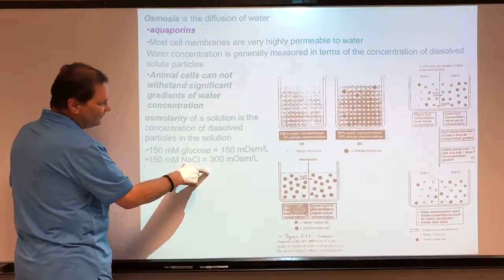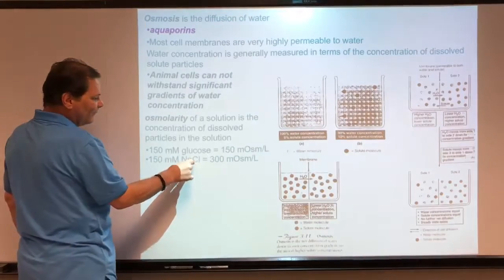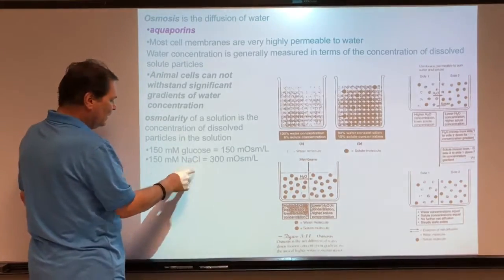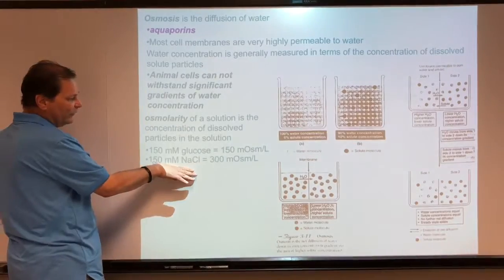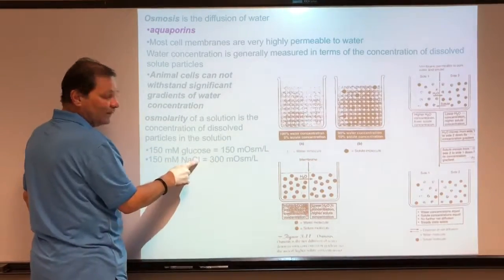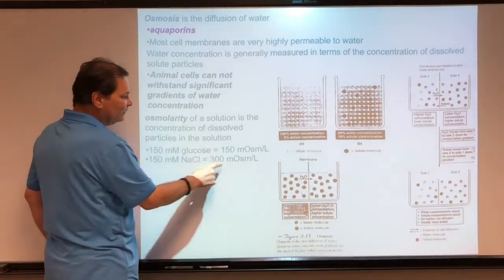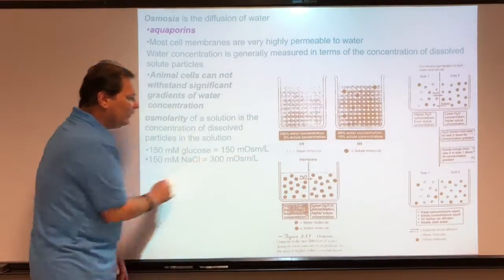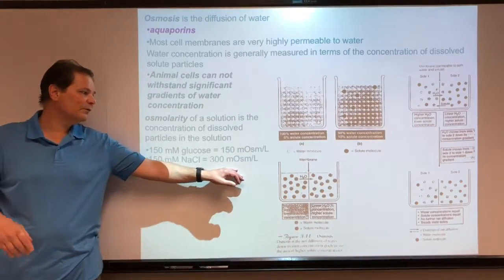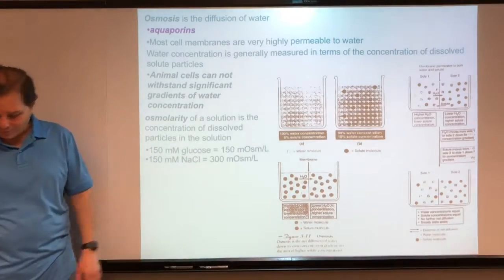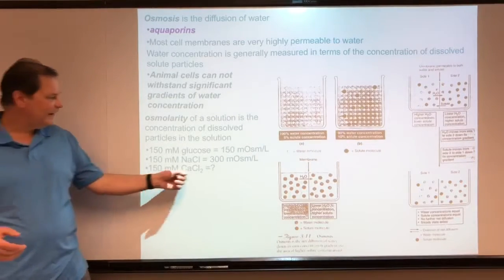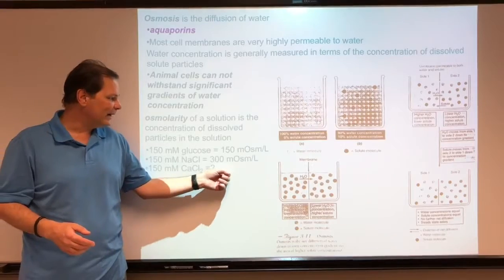Sodium and chloride dissociate, and they form separate sodium and chloride molecules in solution. So we have 150 millimolar sodium chloride, that's 150 millimolar sodium and 150 millimolar chloride in solution, so it's 300 milliosmoles per liter. 300 milliosmoles of particles per liter. If I have calcium chloride, CaCl2, how many milliosmoles per liter?